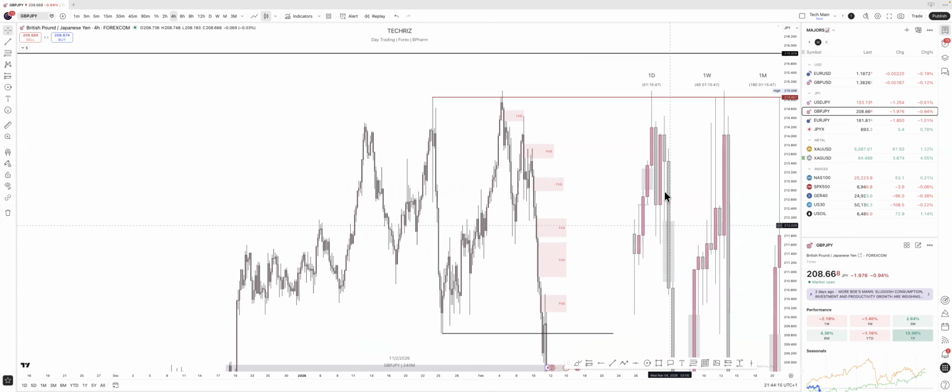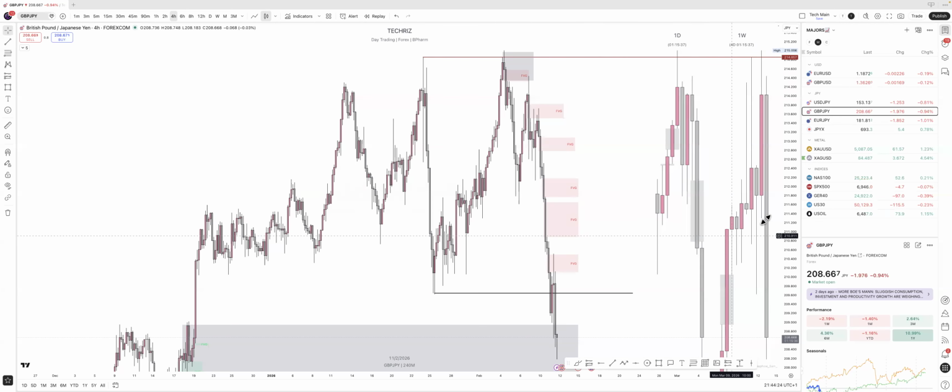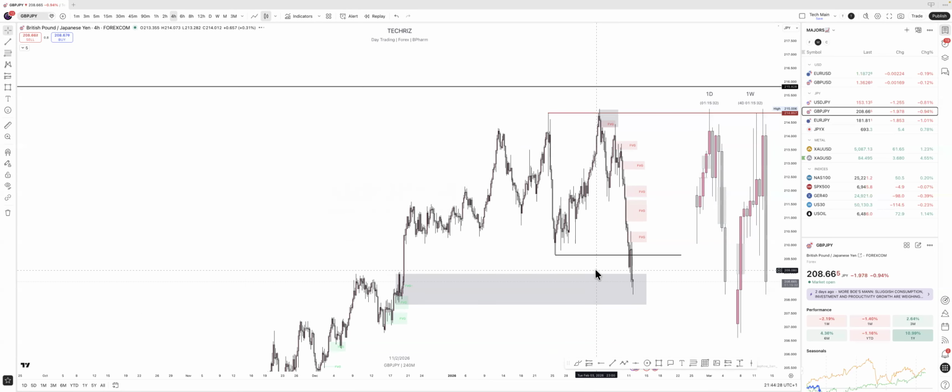And guess where price reacted from and sold to? The range low. And this is actually the class we're going to learn today: range trading. Price reacted from the CISD and sold to the range low. So that brings us to today's topic, range trading.